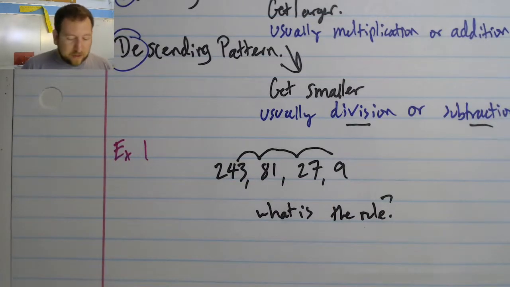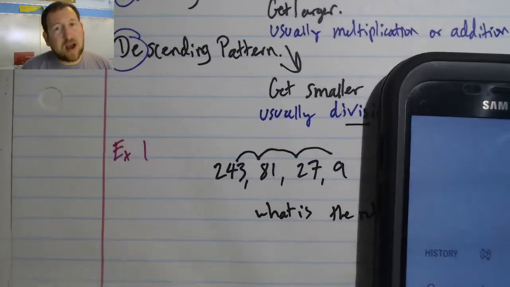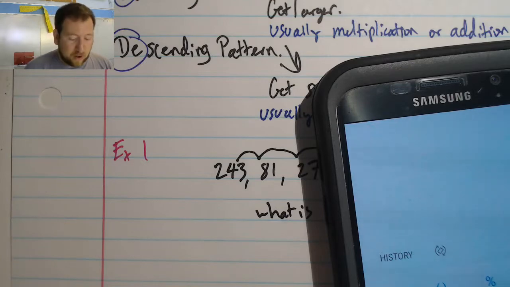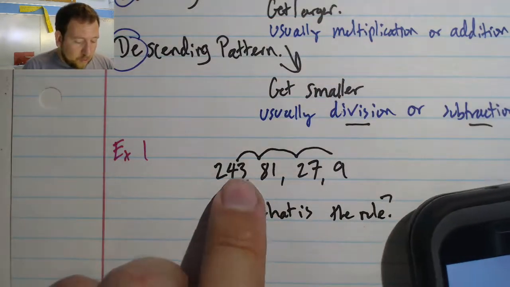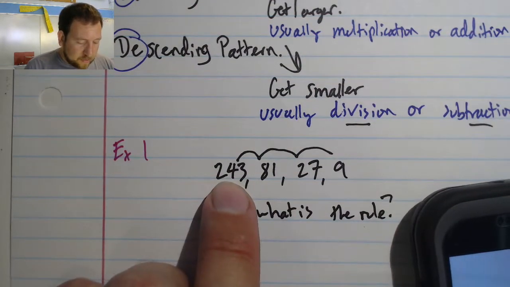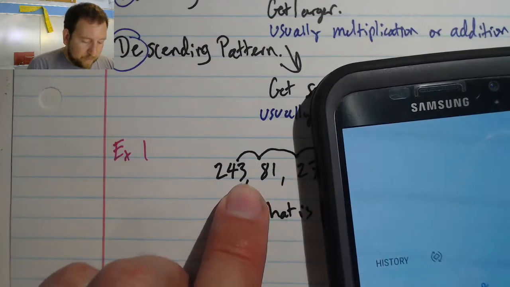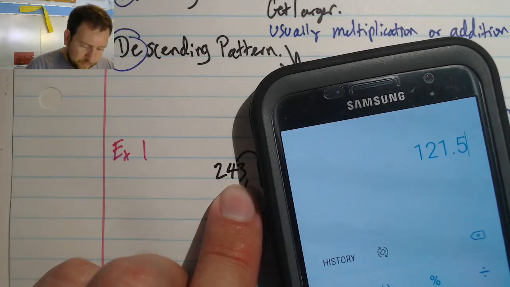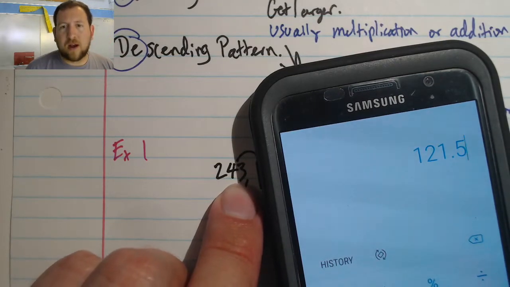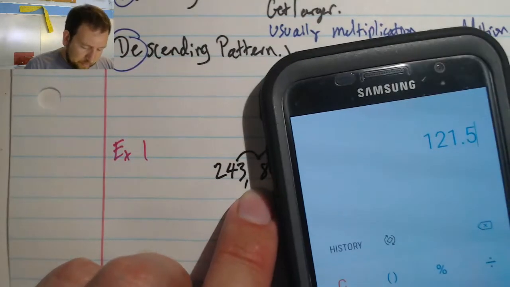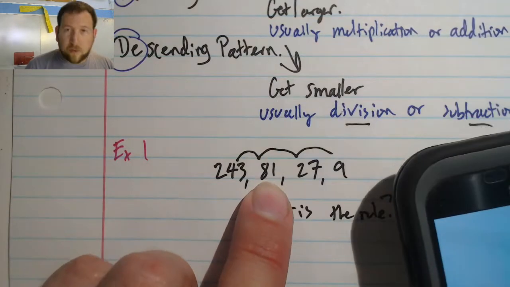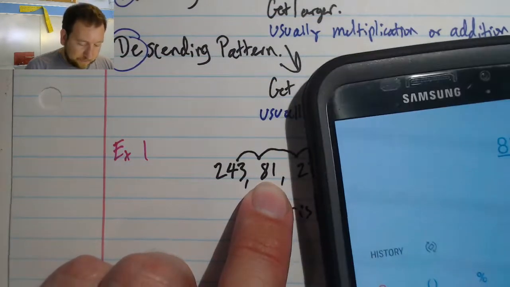Now, I can also use my phone, which I really like doing because it gives me a calculator that I can grab and use much easier. So let's see, 243 divided by what is 81? Let's see if it's divided by 2. 243 divided by 2 is 121.5, so that's definitely not it. Let's see, 243 divided by 3. Oh, that's 81. Let's check the rest of the pattern.